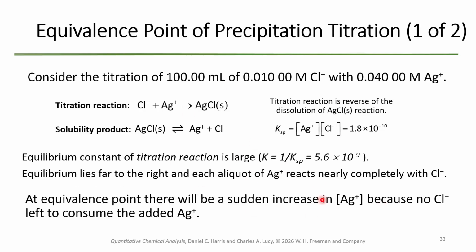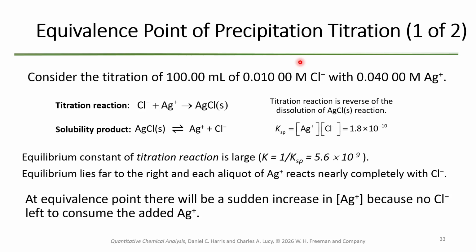Now this right here would be a titration reaction where we have 100 milliliters of 0.01 molarity Cl minus and 0.04 molarity of Ag plus, the silver. Everybody recognize that reaction, by the way? Remember your silver nitrate reaction? You add a drop of silver nitrate, see if it got cloudy. That's the same reaction. You'd be looking for the same thing here, right?